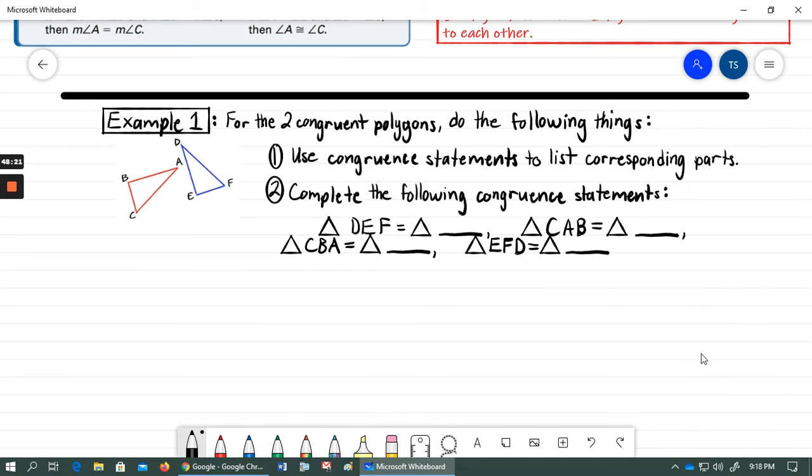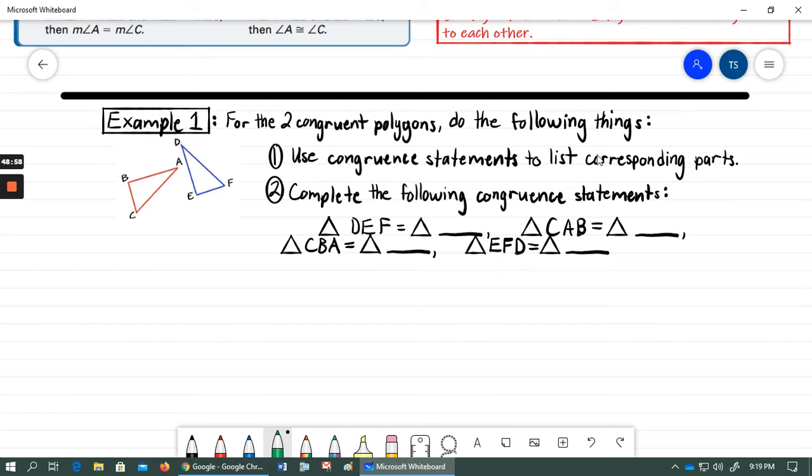All right, so here we go, folks. Here's example one. It says, for the two congruent polygons, and you see them right here, you see those two triangles. So it is telling you that these two triangles are congruent. It says, do the following things. Use congruent statements to list the corresponding parts. And then it says also, complete the following congruent statements. So let's do the first thing, and then let's do the second thing.